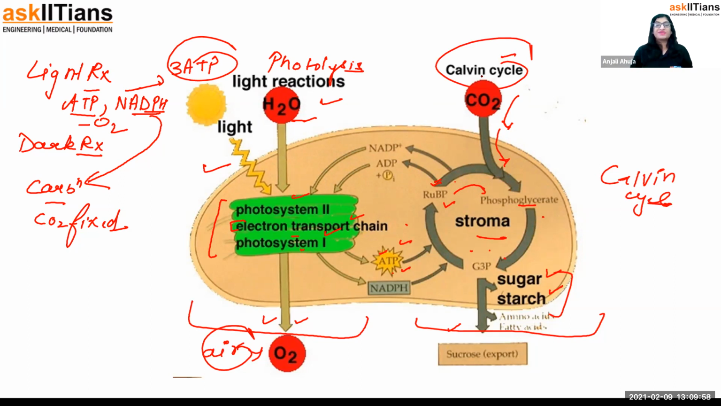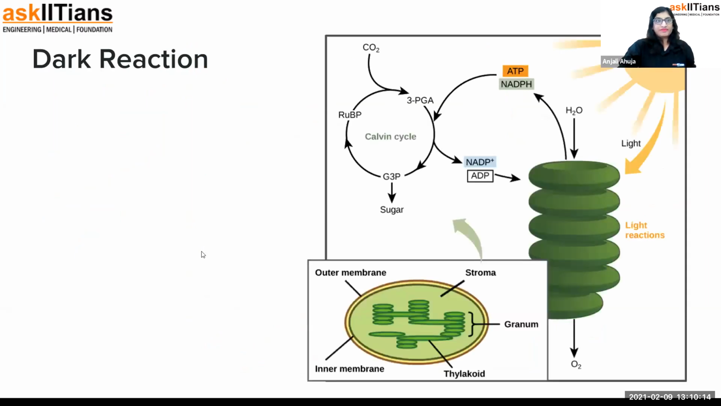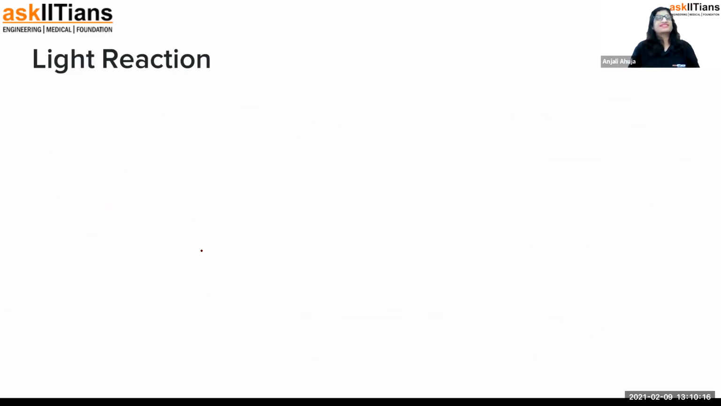Now, guys, because you're an askIITian, obviously you'll be learning extra. So let me give you a little information about photosystem 1 and photosystem 2. I suppose now, guys, this is very much clear to you. Let me see. I think I have two slides on the light reaction. I'll accordingly use the space. Light reaction, this is also known as light dependent reaction.